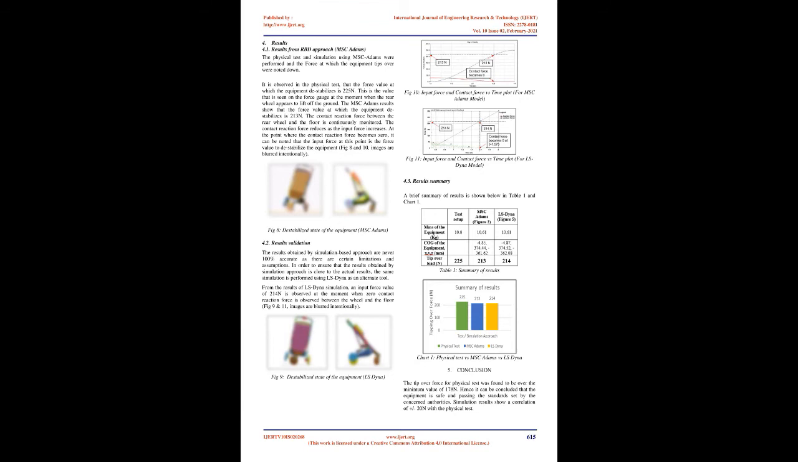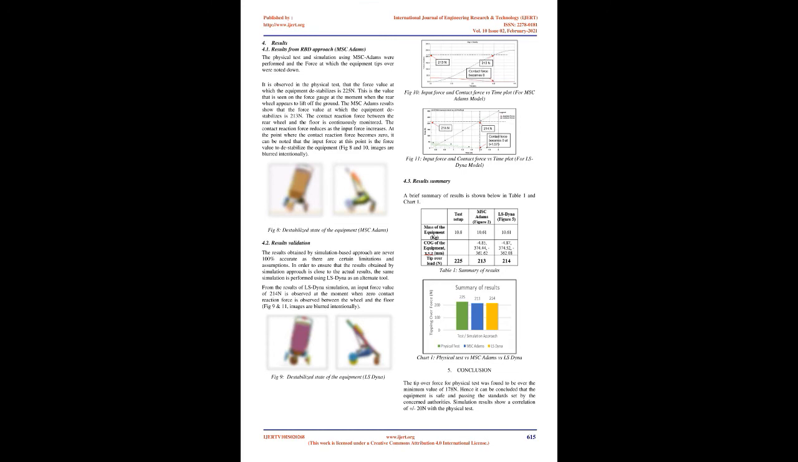Wheels are tilted as per the physical test, Fig. 5, images are blurred intentionally. *CONSTRAINED_RIGID_BODIES is used to define contacts between the parts, Fig. 6, images are blurred intentionally. Revolute joints are defined between wheel and axle and between fork and footboard, Fig. 7, images are blurred intentionally. Force is applied and the contact reaction force between the wheels of the equipment and the floor are cautiously monitored.